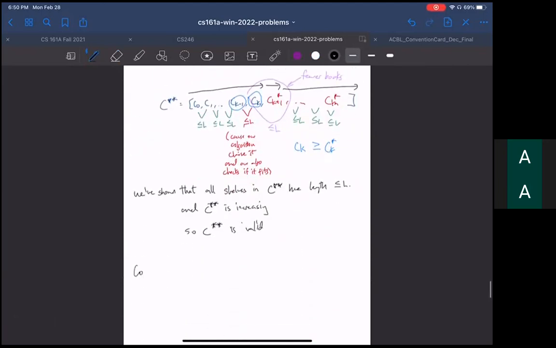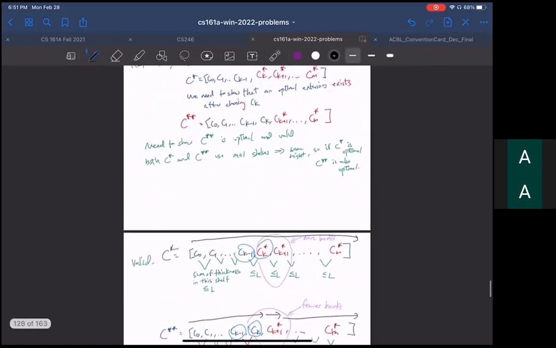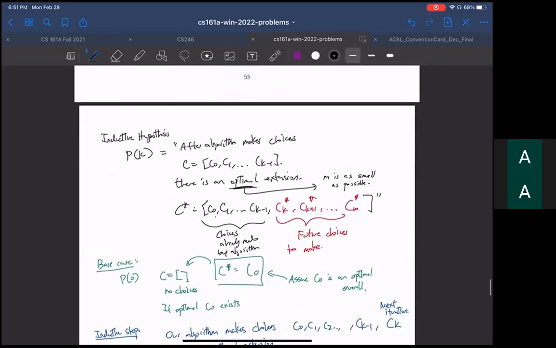The conclusion: P sub k is true for all k greater than or equal to 0. And then this is the important part. In particular, P of m minus 1 is true, okay, where m is the number of bookshelves used. So what does that mean? That means after you have picked every single bookshelf, right? The inductive hypothesis says that there is still an optimal extension.